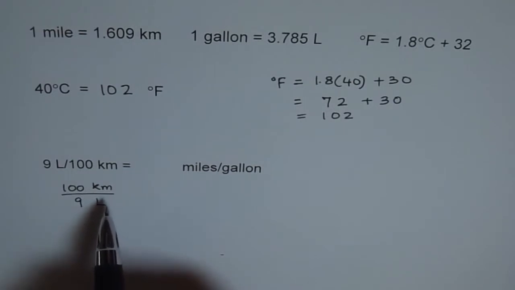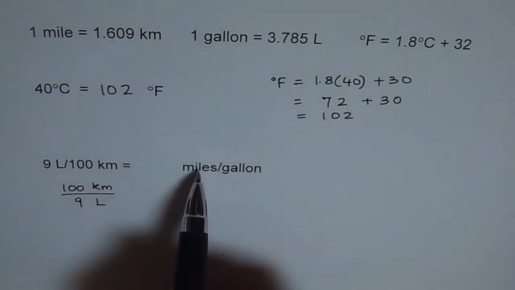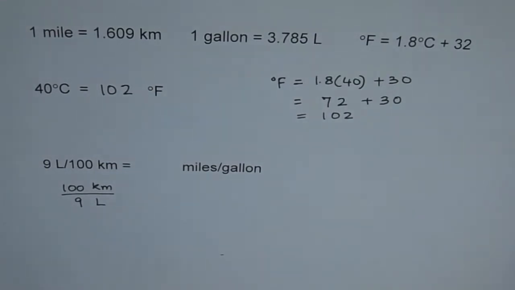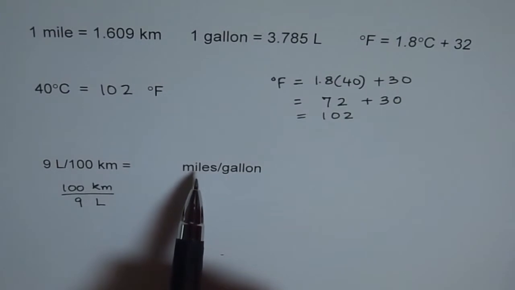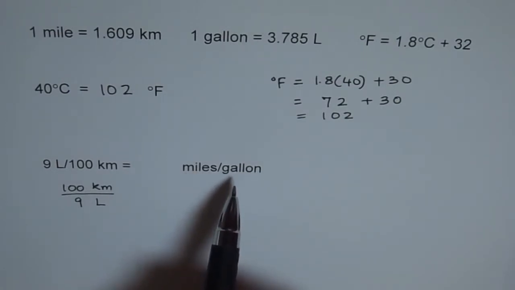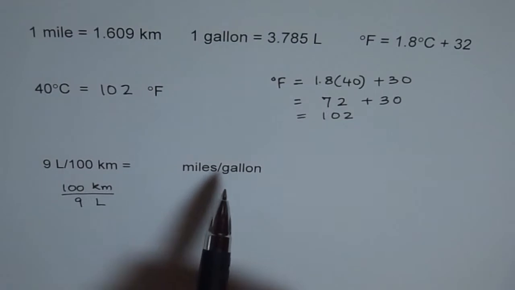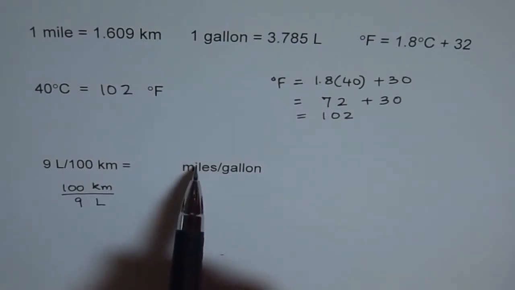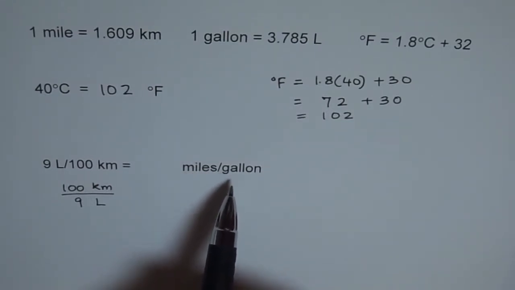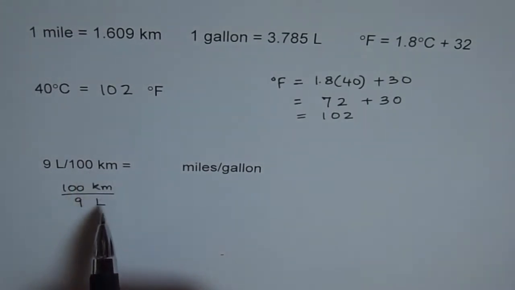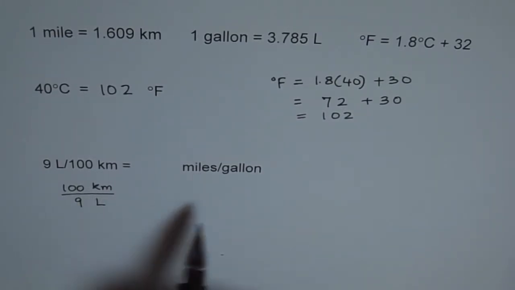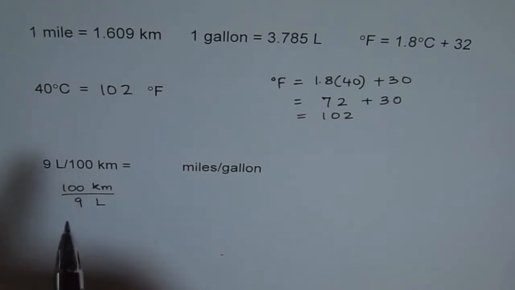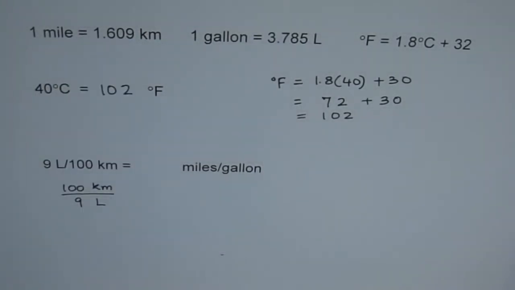So the idea of doing it is because we want miles on the top and gallons in the denominator. We want a unit of distance in the numerator and the volume of gas in the denominator. So that is why we flipped this. It's kind of an important step. Now, we need to convert kilometers to miles and liters to gallons. That's the second part. Now, the relation given to us is 1 mile is so many kilometers.